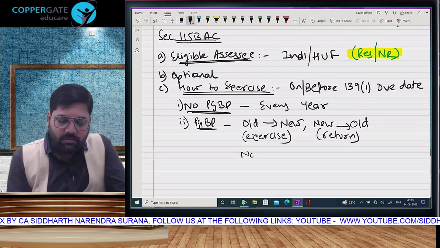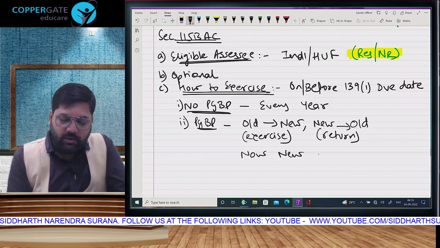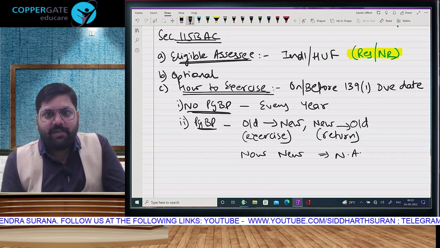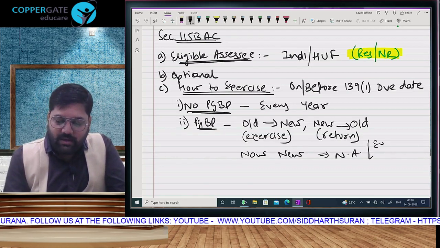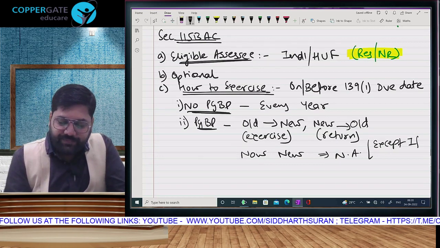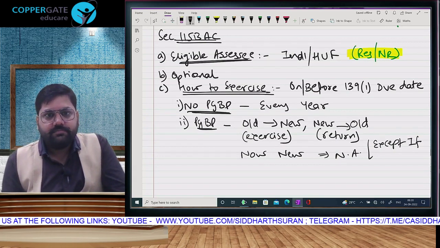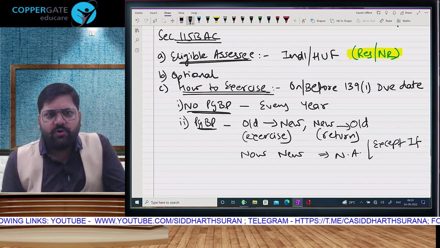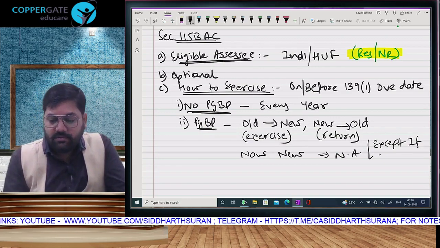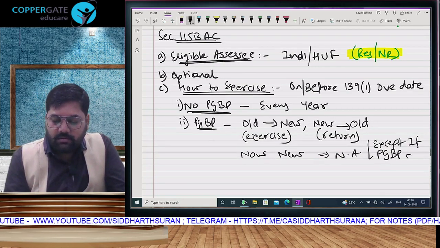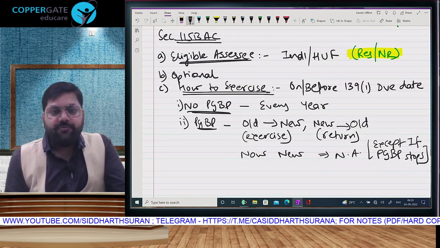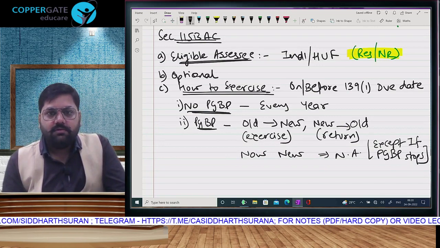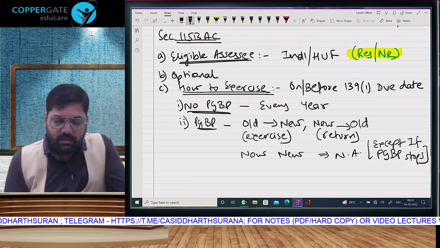But now, new regime, not applicable. You can come back, but new, not applicable, except if you stop earning income under PGBP, then you can, otherwise no. Correct? Next point.